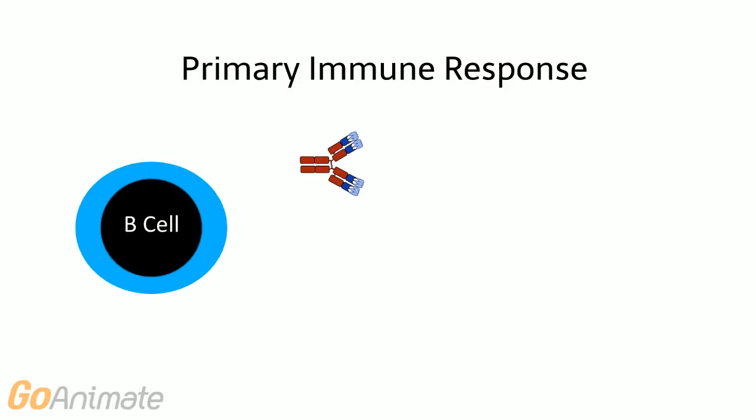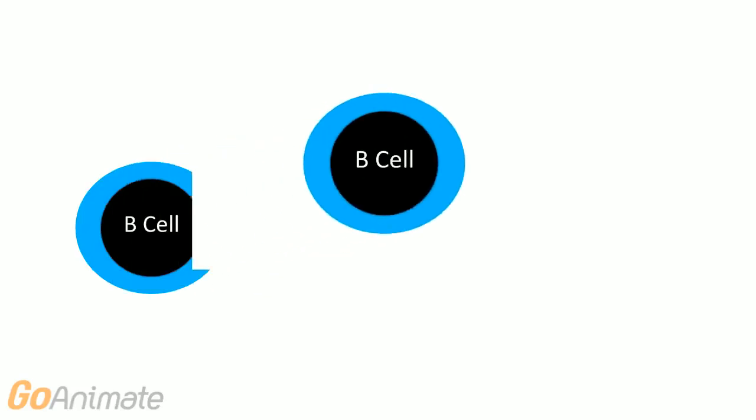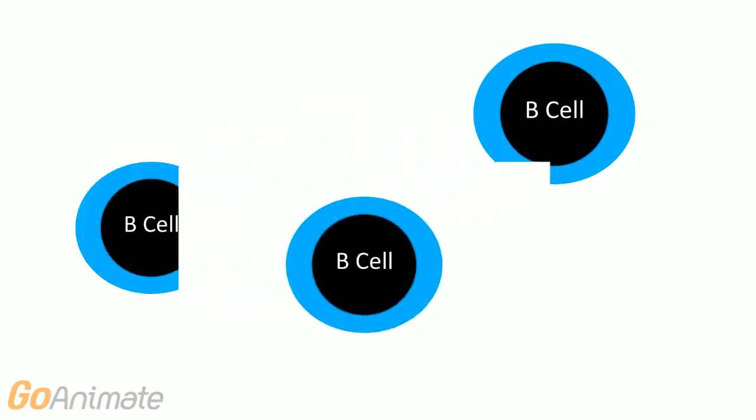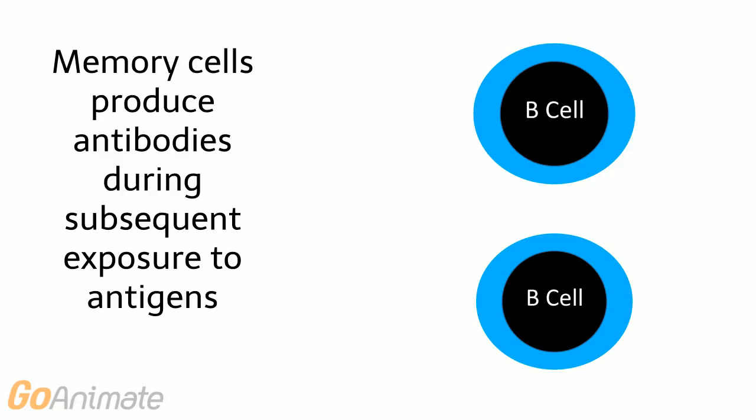Upon first exposure to a pathogen, the immune system produces antibodies to fight it off. This is known as the primary immune response. Activated B cells clone themselves. Some of these clones serve as memory cells that can immediately secrete antibodies if exposed to the same pathogen. This is called the secondary immune response.